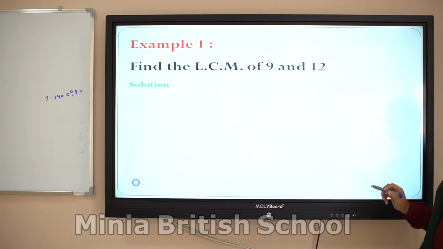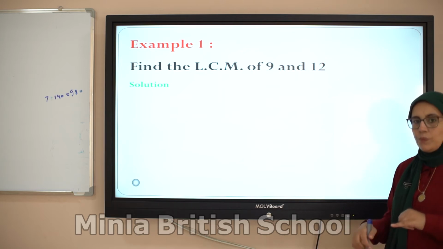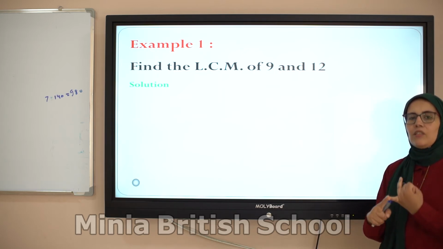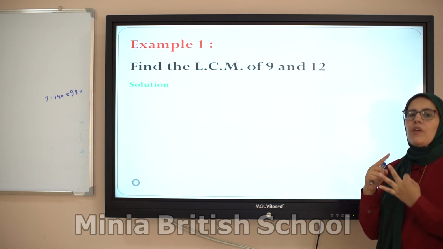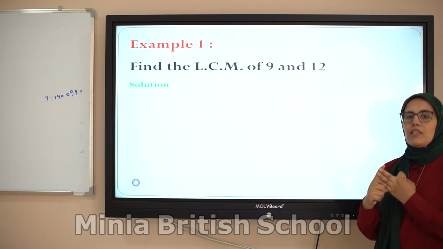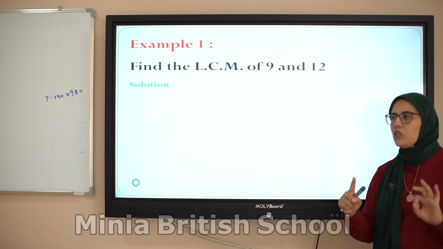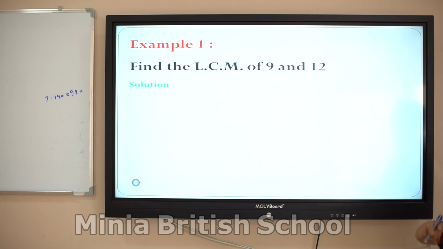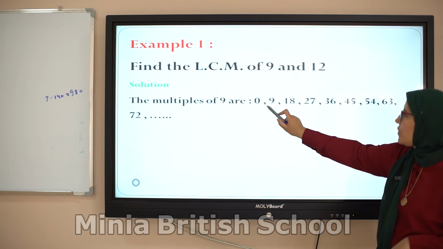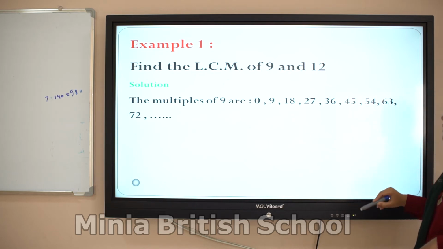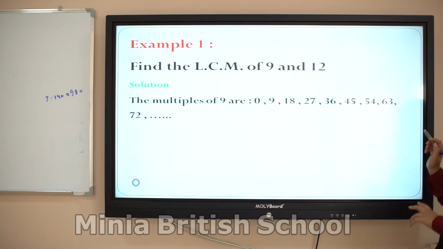Let's see an example. This is the first method. What will I do? The first step, I will get the multiples of these numbers. Then I will get the common multiples of these numbers. Then I will determine the lowest common multiple except 0. Example number 1: find the lowest common multiple of 9 and 12. The solution will be what? I will get the multiples of 9. The multiples of 9 will be 0, 9, 18, 27, 36, 45, 54, 63, 72, and so on.